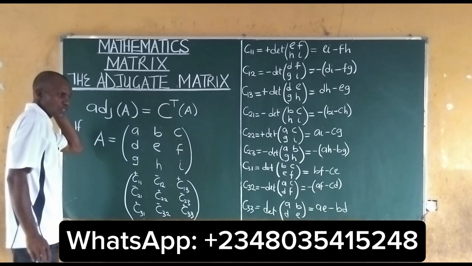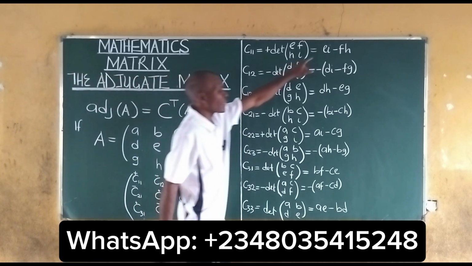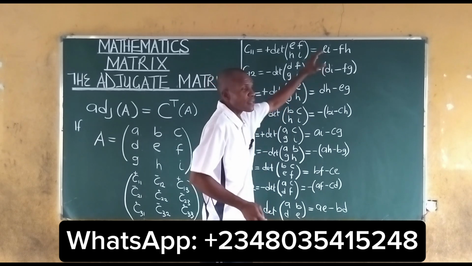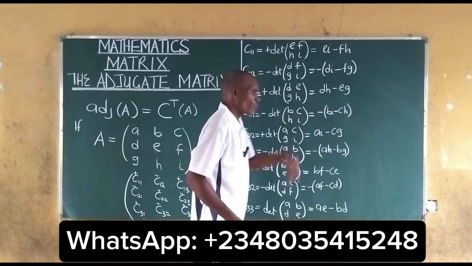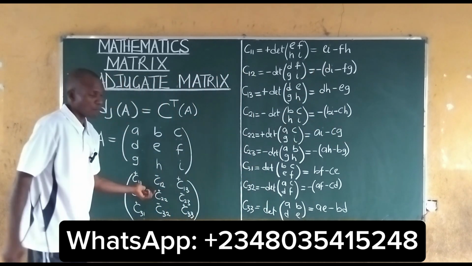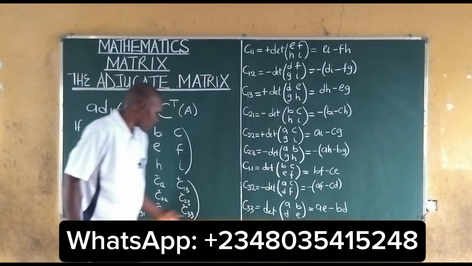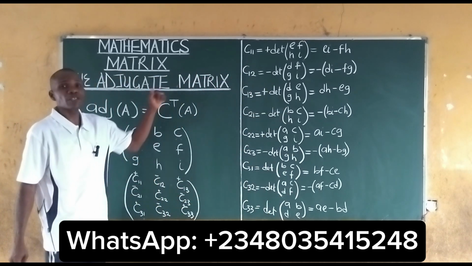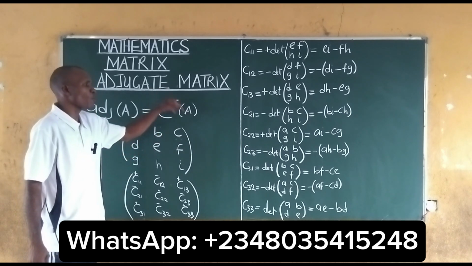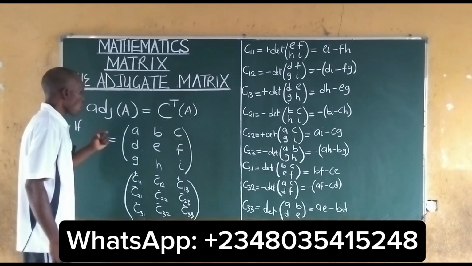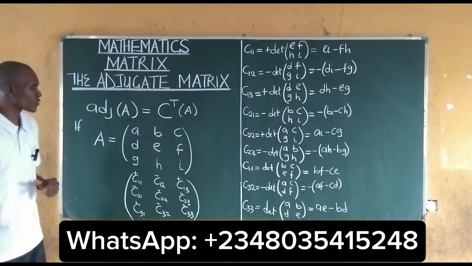Now, the next thing to do is that when you get your answers, because these are not in numbers, we can't put them in this form for now. So when you get the numbers, you put them here and then transpose. But this is how you can obtain the cofactors of any matrix.